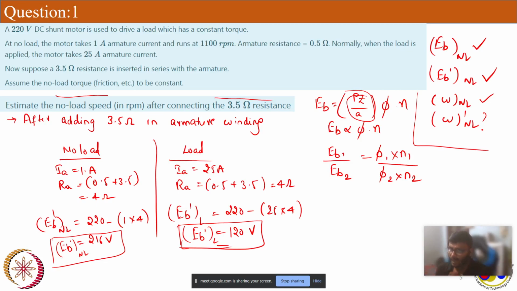Now we can say that from that relation, phi 1 and phi 2 is also constant. So phi 1 and phi 2 are same. Now with that, what we got, EB1 by EB2 is equals to N1 by N2. So let's say EB1 is our no load EMF at 0.5 ohm armature resistance. EB2 is back EMF, no load EMF when I added 3.5 ohm series resistance, and N1 is the speed at no load condition when my armature resistance is 0.5. N2 is what is required. N2 is nothing but the no load speed after connecting the 3.5 ohm resistance.